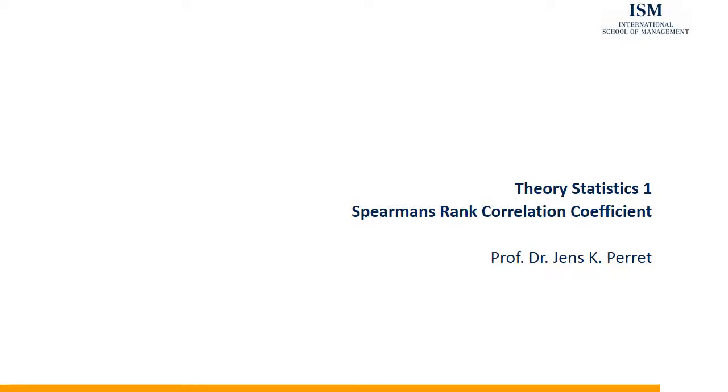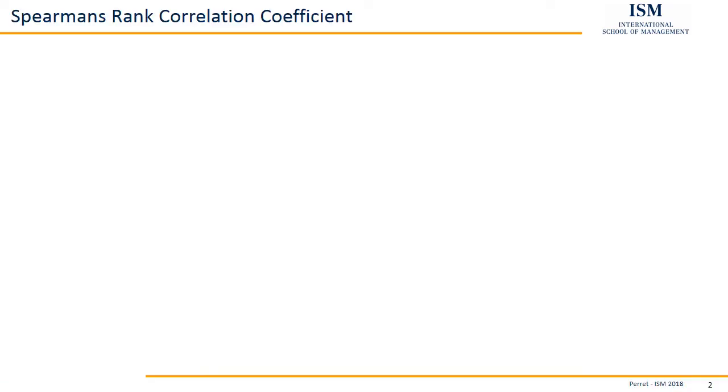Welcome to another part of the ISM course in Statistics 1, this time with a unit on Spearman's rank correlation coefficient. Well, as the name motivates, before we can do anything else, we need to calculate ranks. How are we going about this ranking process?